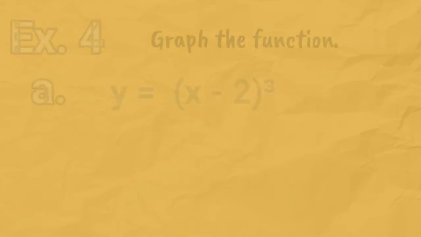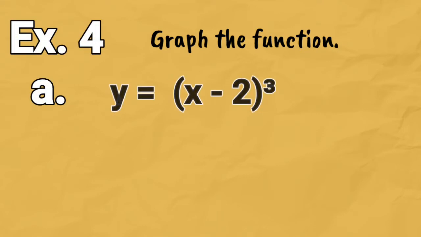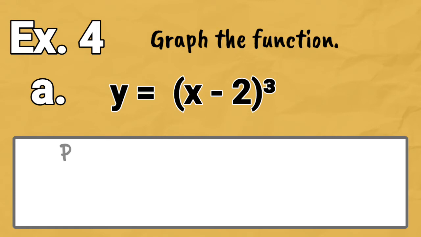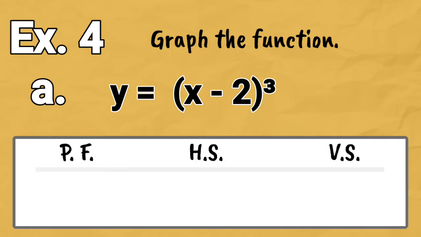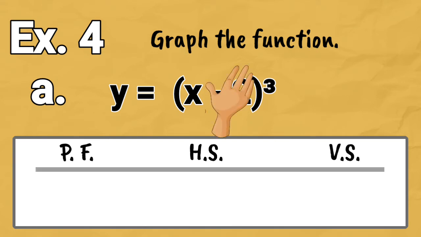Alright, so we are ready to graph. The first thing we want to do in example 4 is identify the parent function and any horizontal and vertical shifts. So in equation A, we're going to cover up the number being subtracted, and we're left with y equals x cubed. So that's our parent function.